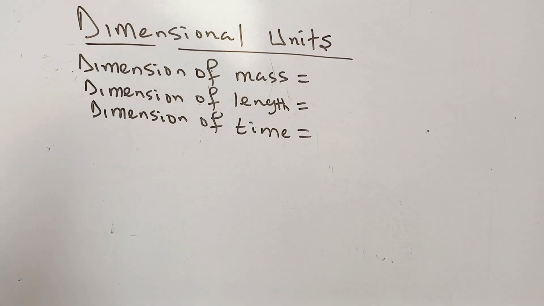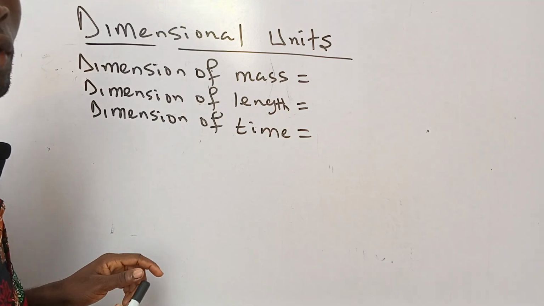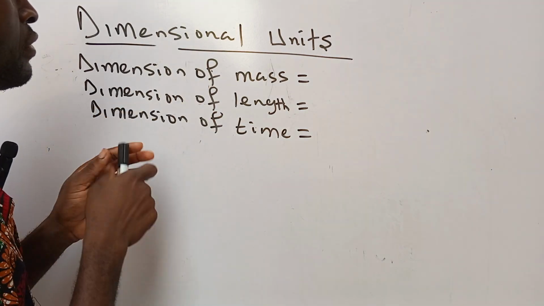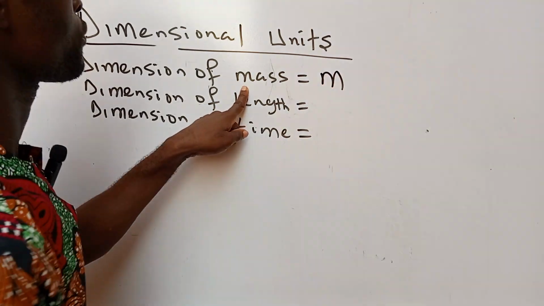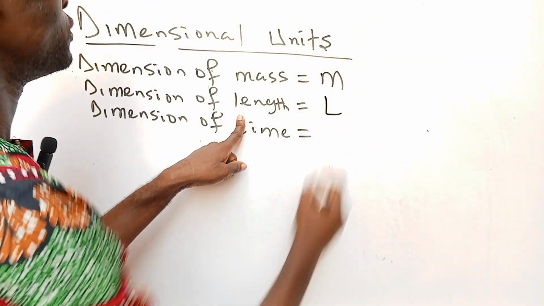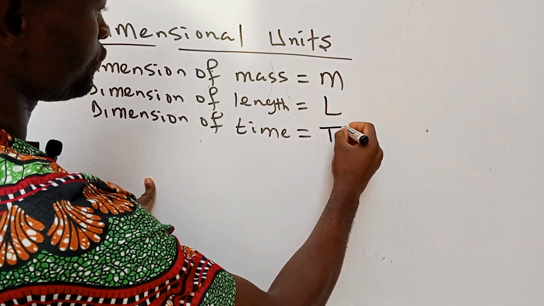Okay, today we'll be looking at dimensional units. The dimension of mass is the first letter here, which is M. The dimension for length is L. The dimension for time is T.